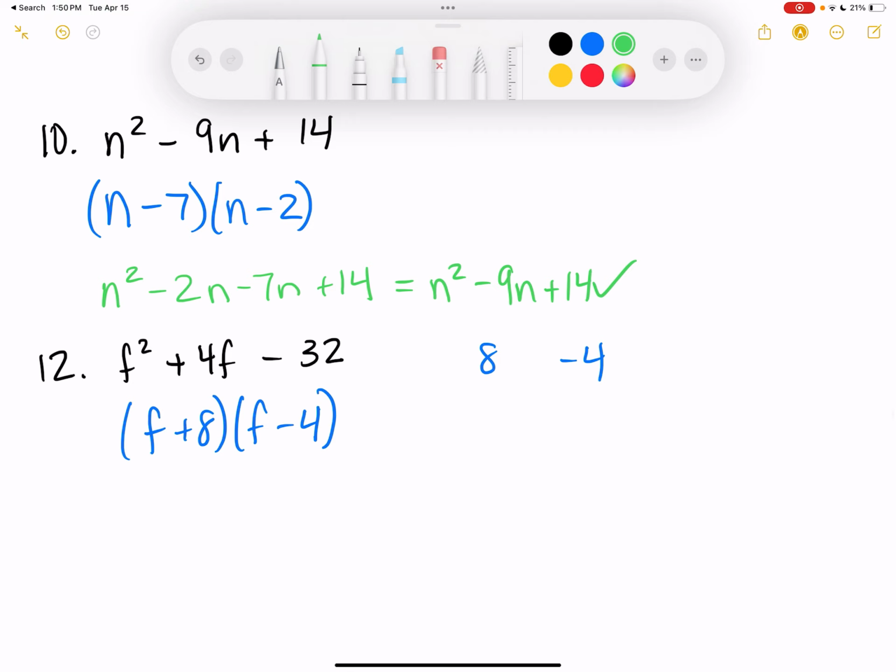And then we check it. Get f squared minus 4f plus 8f minus 32. And so that we get f squared plus 4f minus 32.